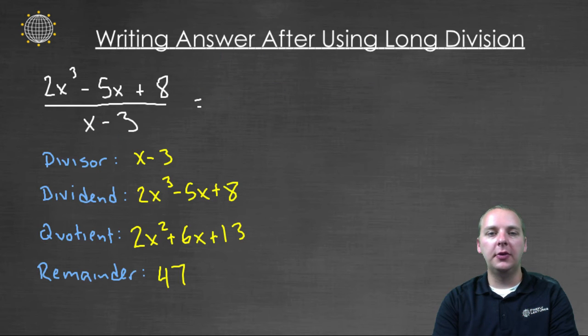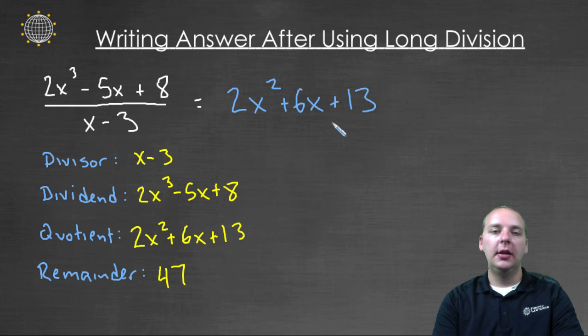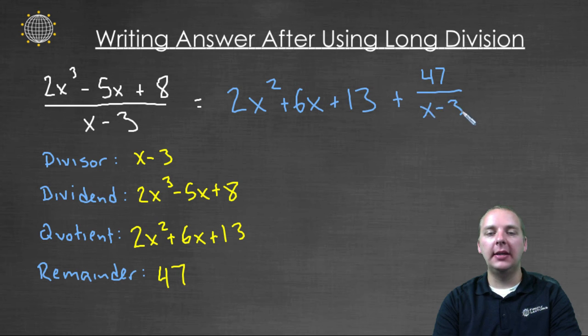So let's come back here to the very first page again. And we have our divisor and our dividend and our quotient and remainder and all those good things. So when you take 2x cubed minus 5x plus 8 divided by x minus 3, the majority of our answer is the quotient, 2x squared plus 6x plus 13. Now, there is a remainder though. So what do we do with the remainder? We'll put plus 47 out of x minus 3. So it's the quotient plus the remainder over the divisor.